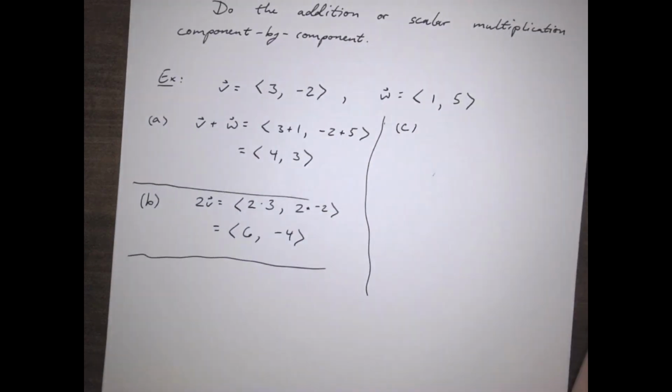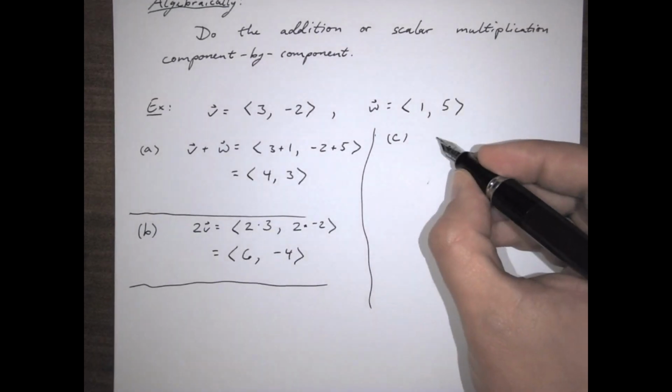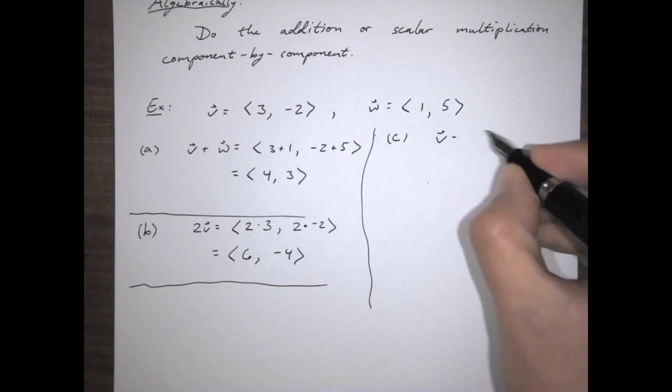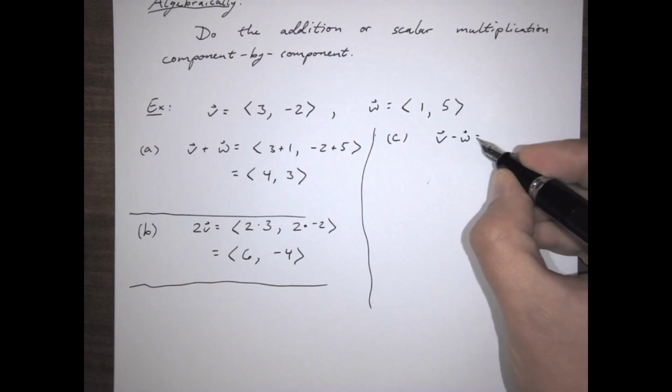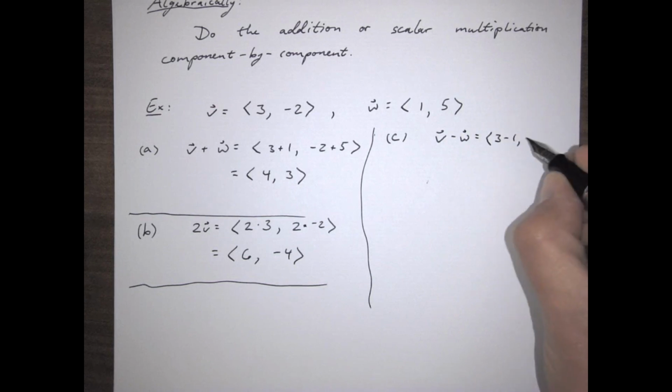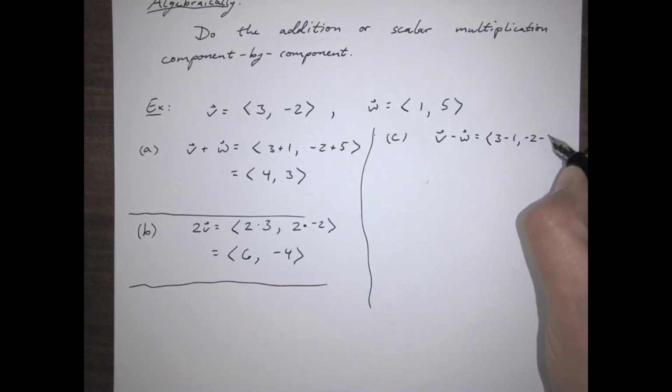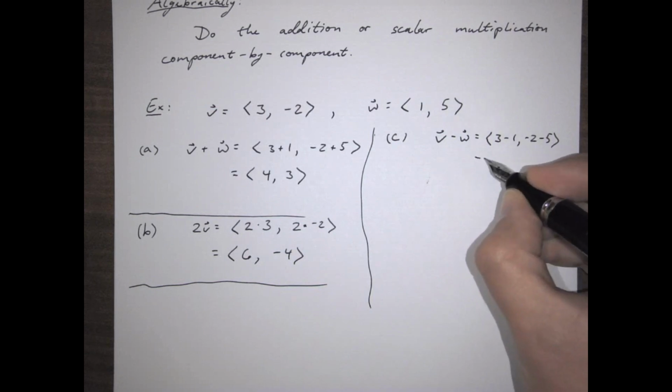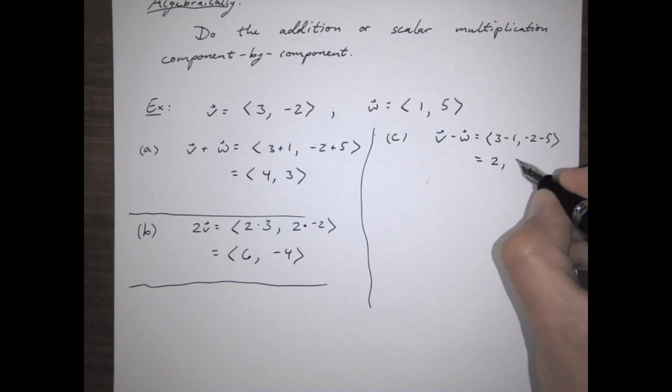Put C over here. And then if I wanted to do something like v minus w, I would just do the same thing, component by component. 3 minus 1 this time, and negative 2 minus 5. So it's going to be 2 comma negative 7.